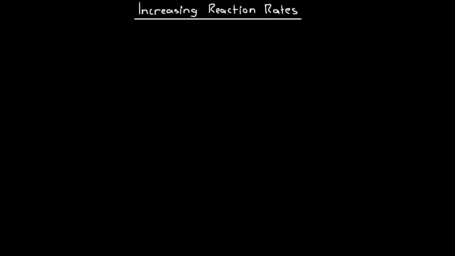So, lots of reactions occur very slowly, but what we often want to do is make them happen a lot faster. Maybe we want to make more money by producing more of a product, or we're just not very patient. So how can we increase the rate of a reaction?